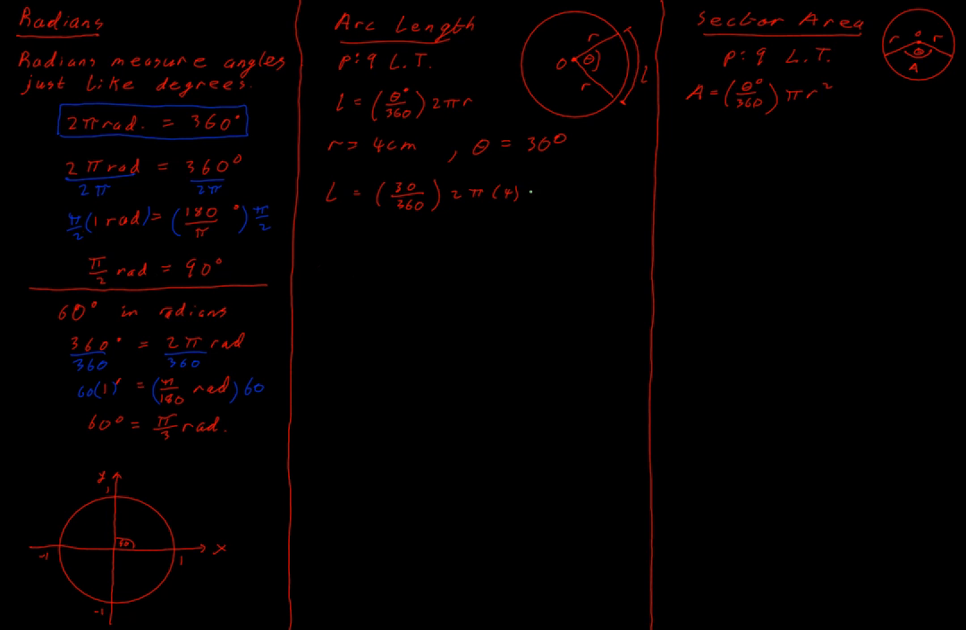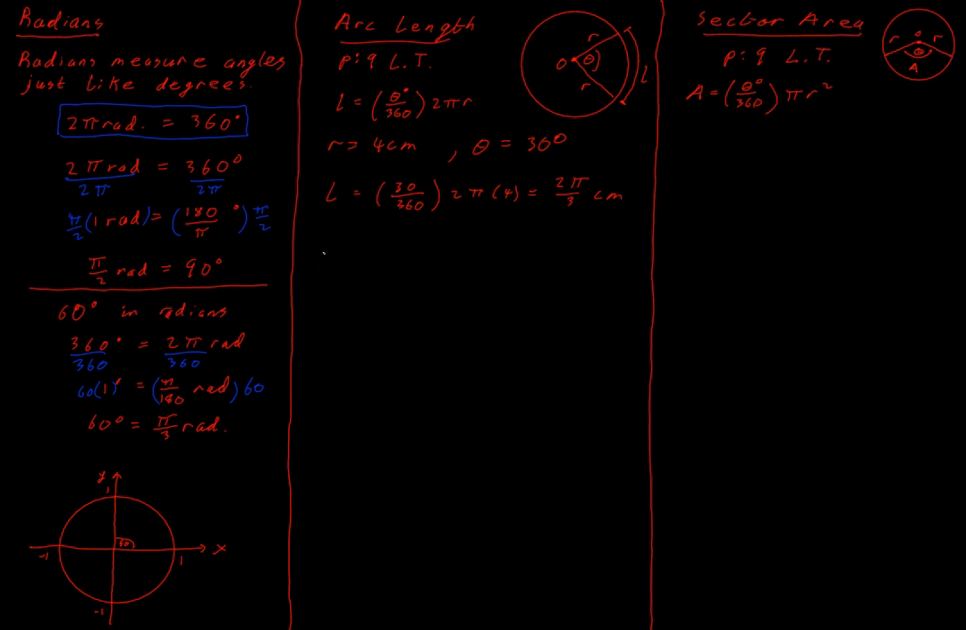When I work that out, I've gone a 1/12 of the way around my circle. And when I work that through, I get 2 pi all over 3. And I don't forget that I was given centimeters for my question, so it's centimeters. So what fraction of my circumference have I gone around? Fairly straightforward. Now, this is if we're dealing with degrees.